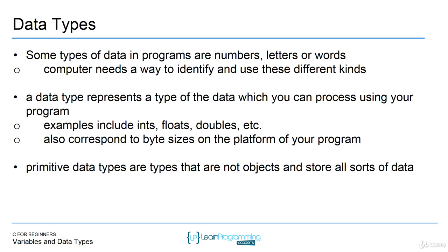There's also this idea, or maybe you've heard of this term, called primitive data types. These are types that are not objects, and they store all sorts of data. In C, all we have is primitive data types because we have no objects. So everything is a primitive data type in C.